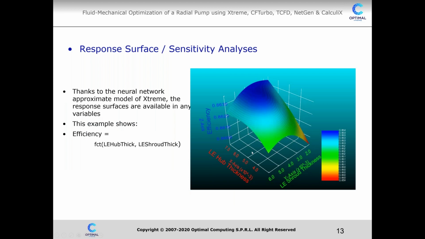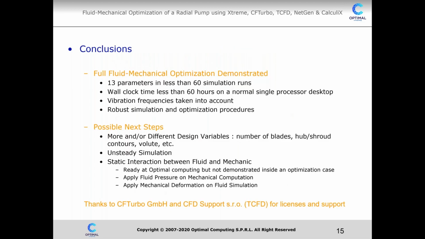Now, to exploit and understand the results, the Xtreme graphical user interface is capable of showing the approximation obtained by the neural network. And for example, here you can see the hub leading edge thickness, the shroud leading edge thickness, and the efficiency. So you can see the consequence of modifying those two design variables on the efficiency. It's another way to represent the results.